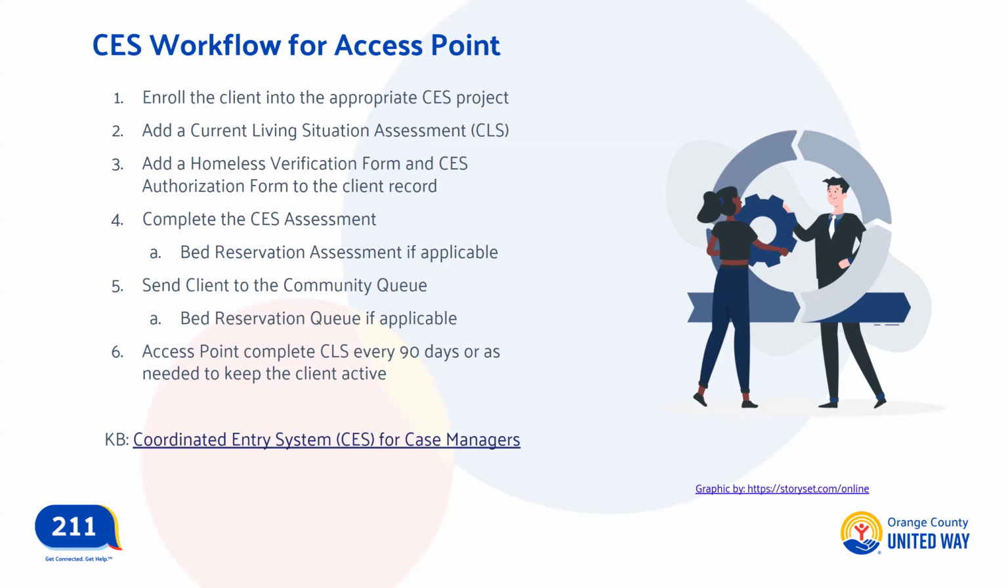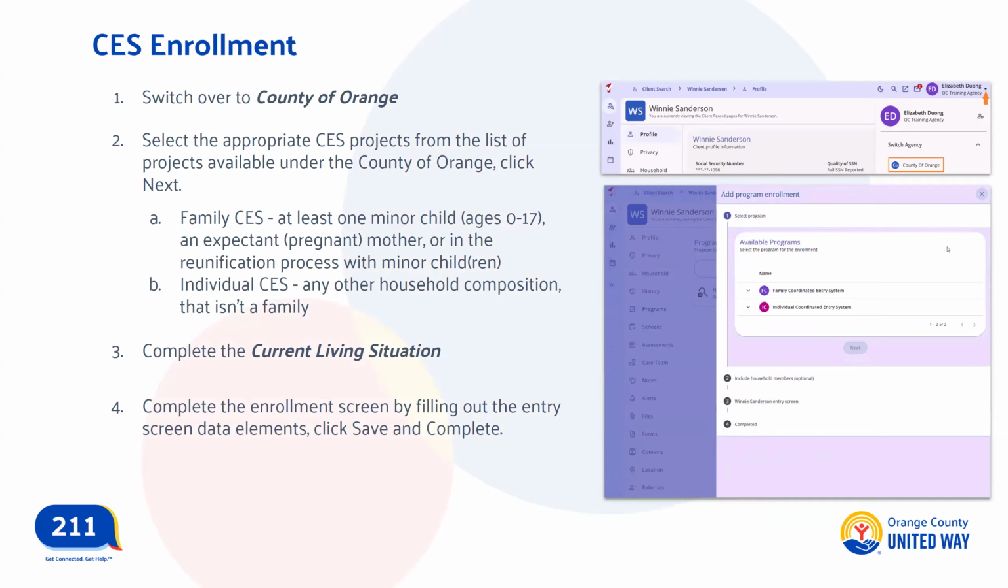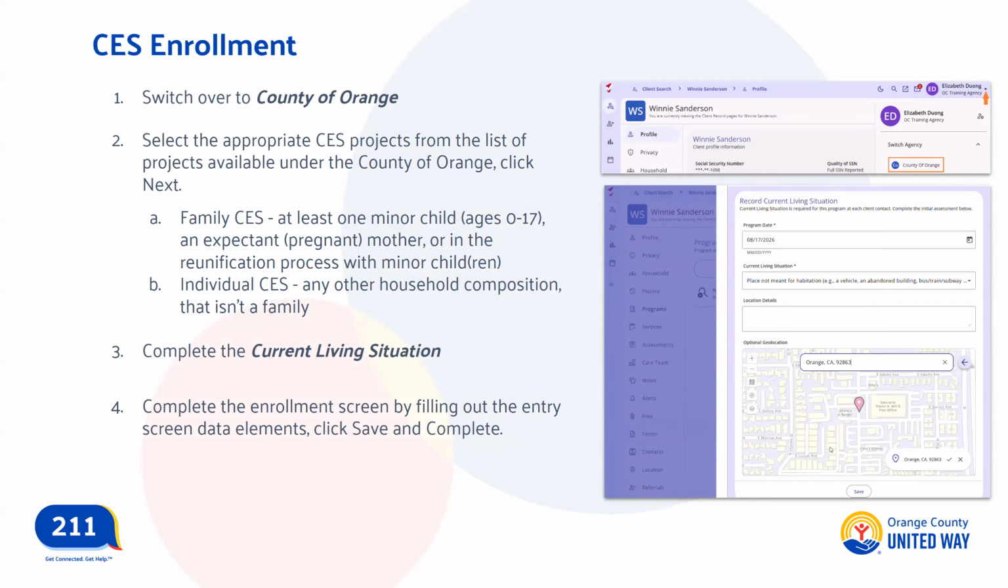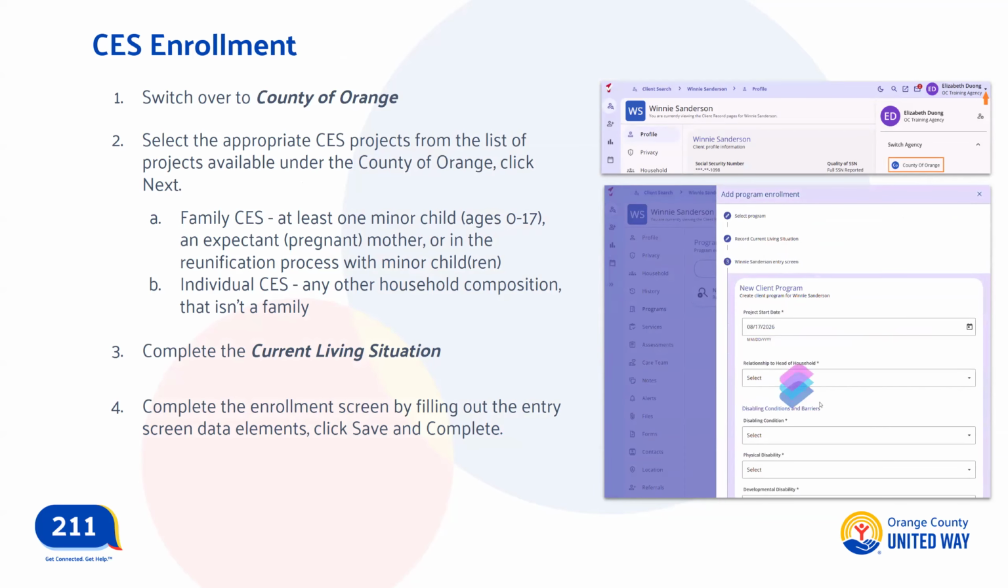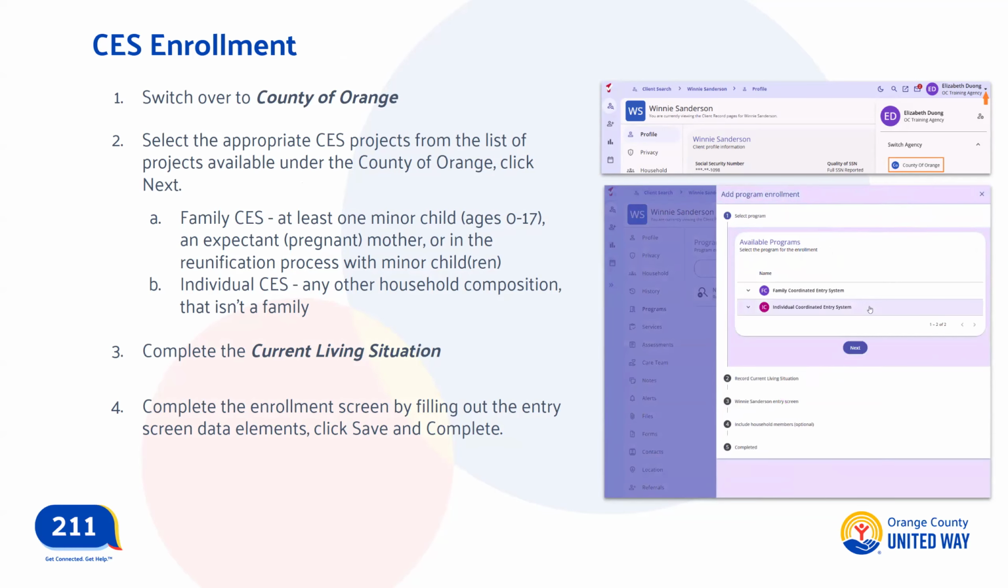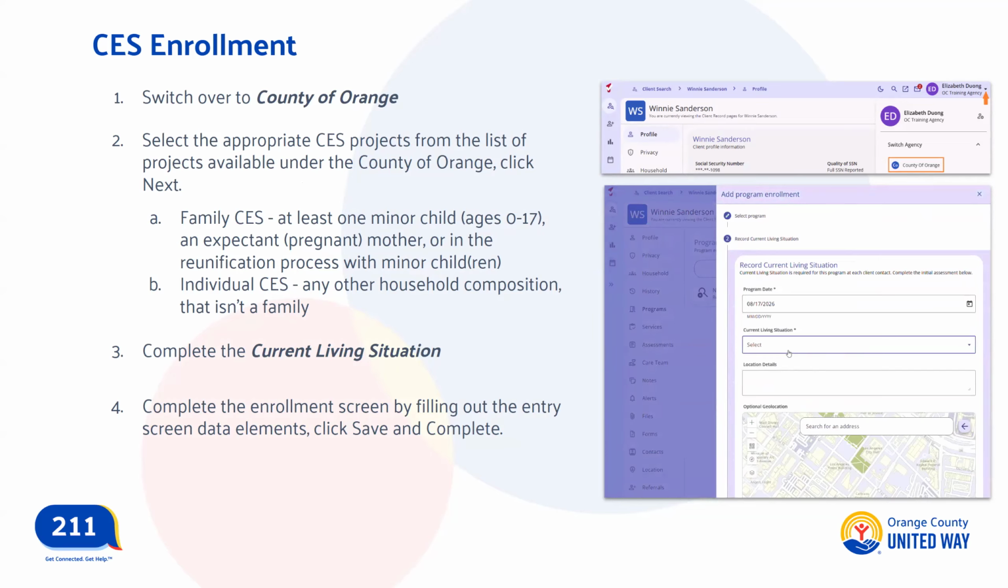And we also have a KB that reviews this workflow, and we're currently updating it to share the current new interface, but the steps and workflow remain the same. Before starting an enrollment, you will need to switch over to County of Orange to then be able to access the coordinated entry programs to then enroll the client. So the first step is switching over to County of Orange and then selecting the appropriate CS project from the list of projects available under County of Orange.